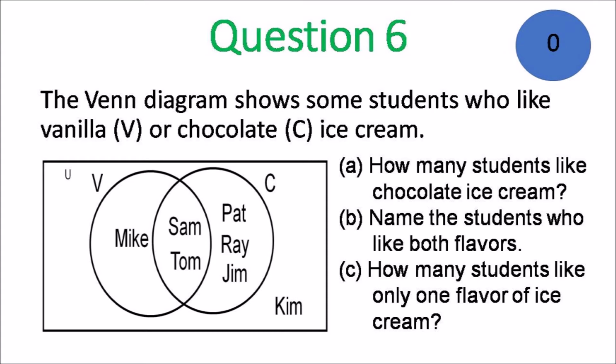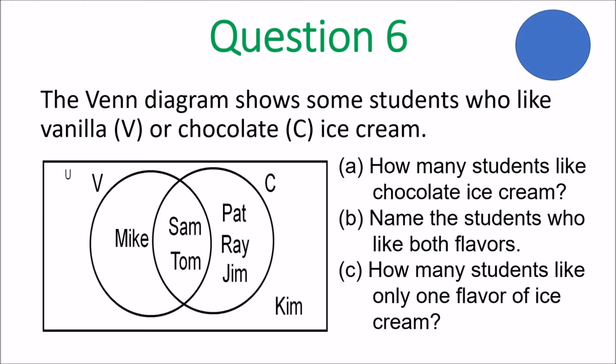The Venn diagram shows some students who like vanilla, V, or chocolate, C, ice cream. A, how many students like chocolate ice cream? B, name the students who like both flavors. And C, how many students like only one flavor of ice cream? 3 questions, a lot of marks, so see if you can get this done. Work quickly. Get the answers to those 3 questions for this Venn diagram. You must be familiar with the Venn diagram. Good. You should be finishing off.